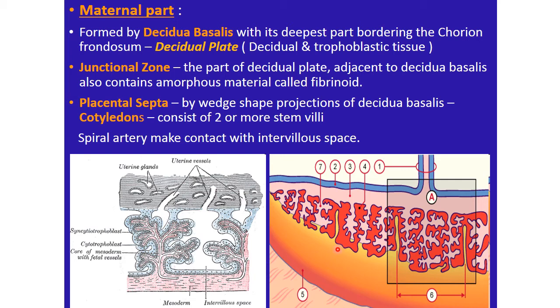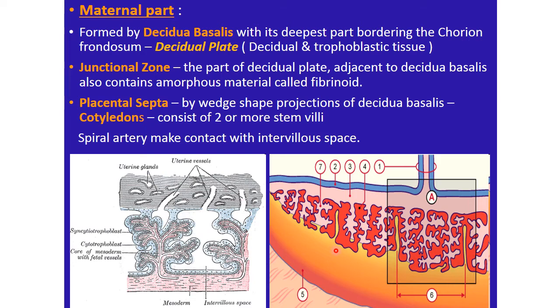and the opposite side of that decidua, which in addition to having the decidual and the trophoblastic cells also has an amorphous material called the fibrinoid, is called the junctional zone. This dark area is the junctional zone and this light area is the decidual plate.